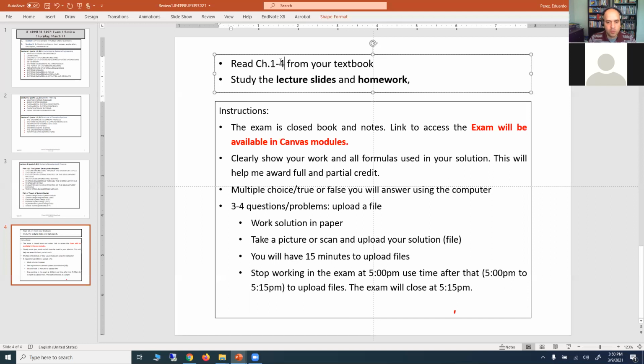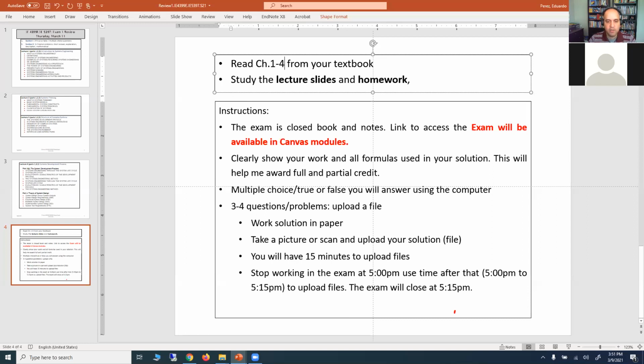The multiple choice true or false questions, you will answer those using the computer. And as I mentioned, for the 3 to 4 questions or problems, you will have to upload a file. For these problems, you will have to work on a solution on paper. You will take a picture or scan that document, and then you will upload your solution in a file.